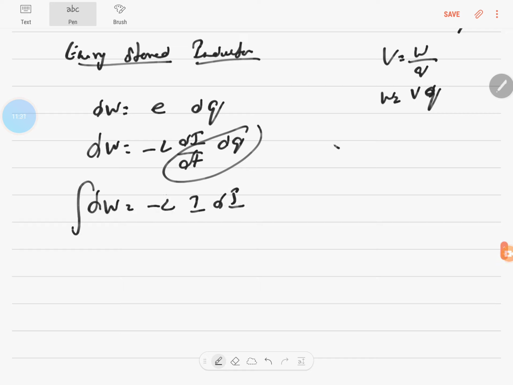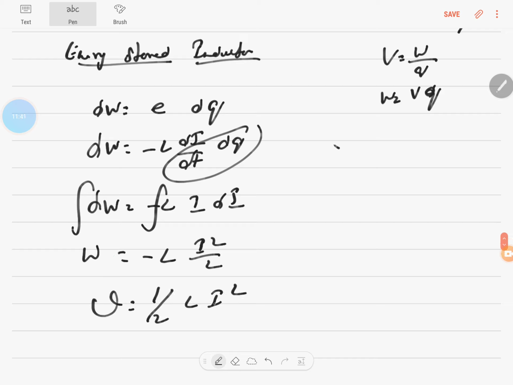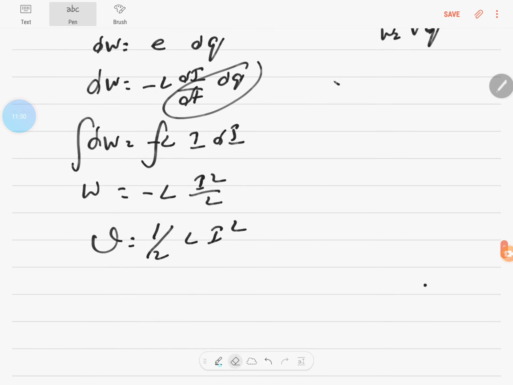So I can integrate both sides. Minus L constant, I di is I square by 2. And this work done, or energy itself, is half Li square, just the magnitude. Just like in a capacitor it's half CV square, here it is half Li square. That's about the energy of an inductor, half Li square.